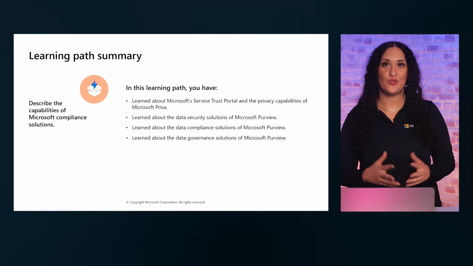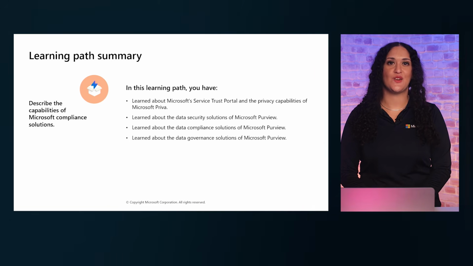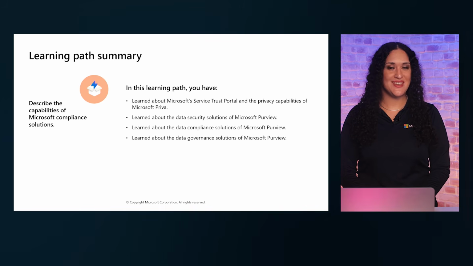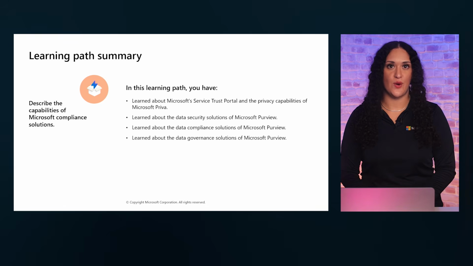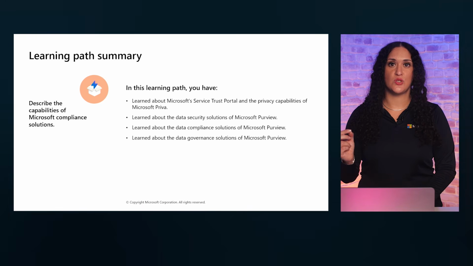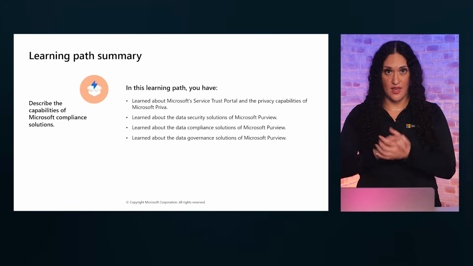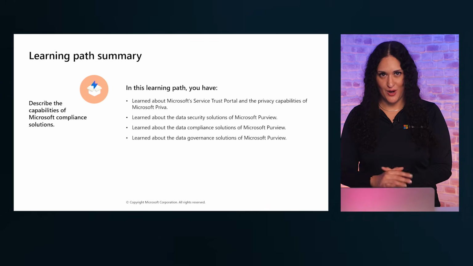Let's wrap this up. Microsoft Compliance Solutions work as a connected set of tools to help organizations manage trust, risk, and responsibility across the data estate. In this section, we have explored the Service Trust Portal and Microsoft Priva for transparency and privacy. We discussed Microsoft Purview data security solutions to protect sensitive information, data compliance solutions to meet legal and regulatory obligations, and data governance solutions to organize and unlock business value. The key takeaway is that these capabilities work together to help organizations protect data, stay compliant, and confidently use their information to drive outcomes, all within a unified Microsoft approach.